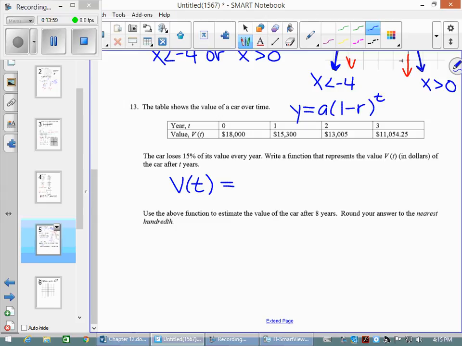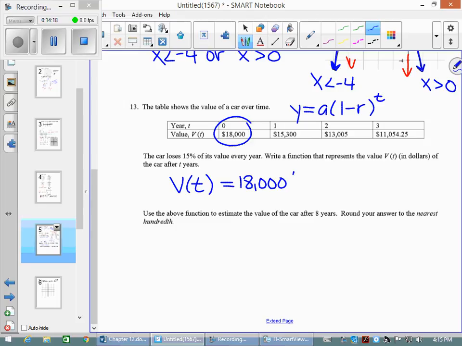This would be exponential decay. A stands for our initial value and t stands for time. So I just want to make sure that I follow the variables of this question. My initial value would be my 18,000 because that's where t is 0. That's the initial cost. And I want to show that it's multiplying 1 minus the rate.